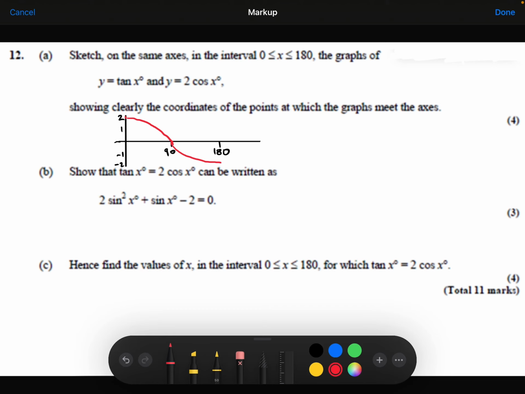Now we're going to draw the tan graph. Now I know for the tan graph I need to put asymptotes in, so there's an asymptote at 90. And I know there would be another asymptote over here at 270. I know the tan graph starts at 0 and then goes up towards the asymptote here and then keeps going up. And then it looks like this on the negative part. So there is my graph of y equals tan x and y equals 2 cos x between 0 and 180 degrees.